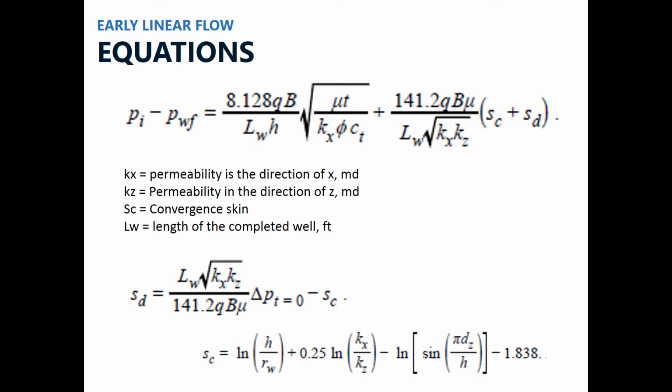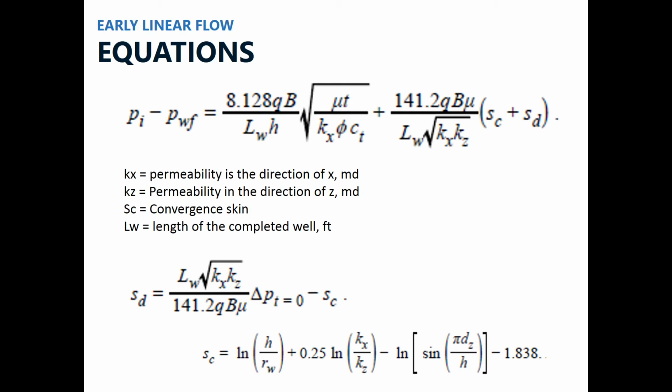the convergent skin, SC. Convergent skin is an additional pressure drop that acts like a skin effect caused by the flow of fluid from formation until it converges down to the small well bore in the middle of the formation. It is defined in terms of the ratio of the permeability in the x direction over permeability in the z direction. It also involves the distance to the nearest vertical boundary, dz, and the net pay thickness, h.